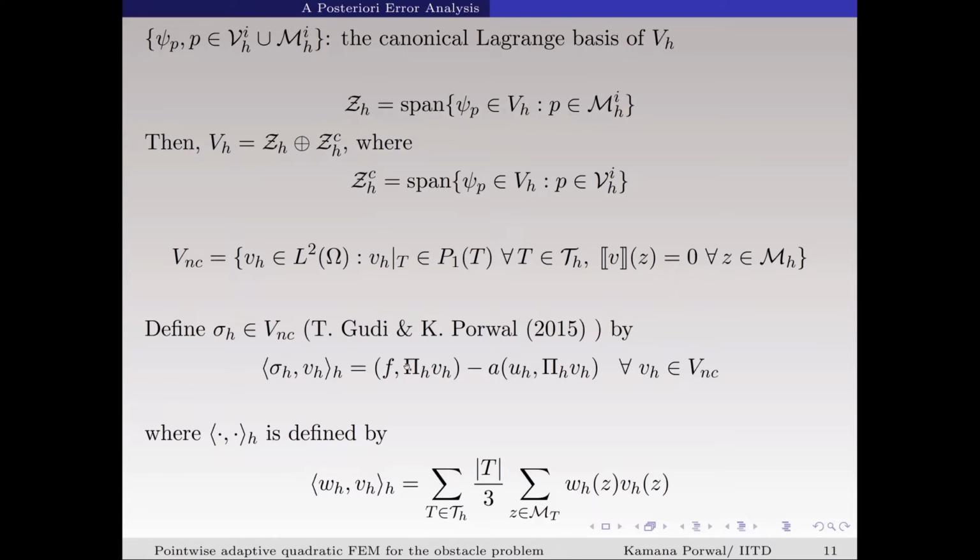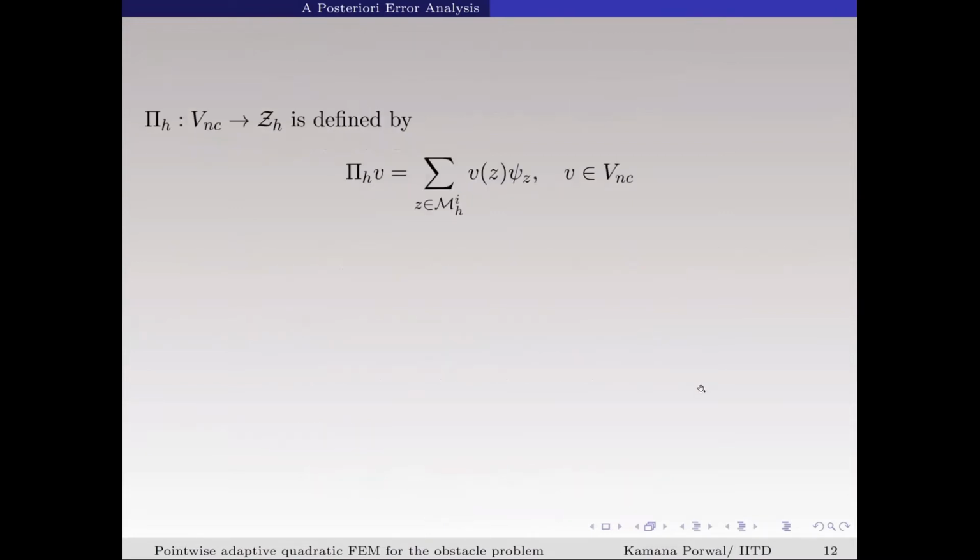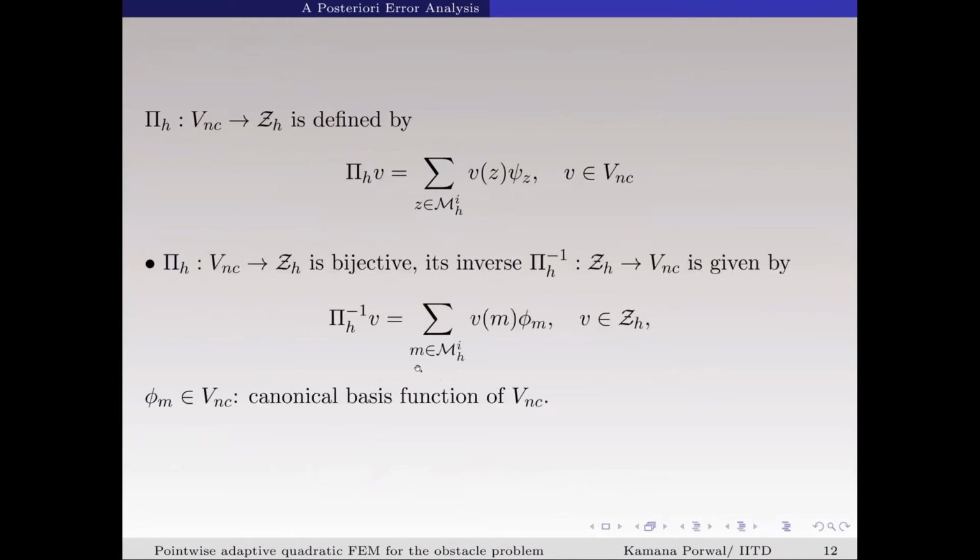And pi_h here is the operator which connects the discrete space VH to the non-conforming finite element space VNC, and it is defined in this way. We can observe that this pi_h is both one-to-one and onto, hence its inverse exists, and it is given by this. Here phi denotes the basis functions for the non-conforming finite element space VNC. And we have the standard approximation properties for both pi_h and pi_h inverse.